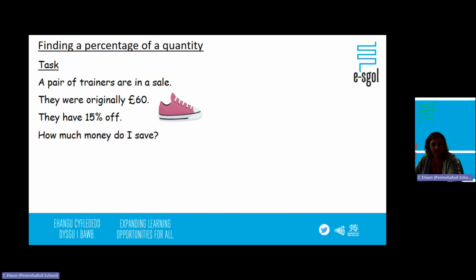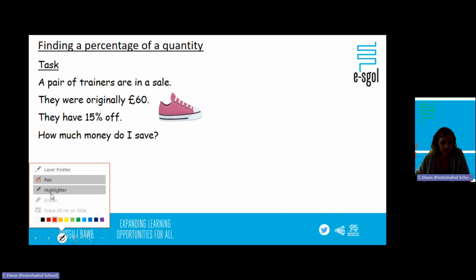Now, there's another question now, which is a worded question. And this worded question is regarding trainers. Okay, so I'll read through it. We'll pick out the key information. Let me just get my highlighter up.